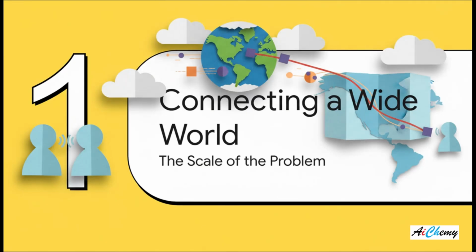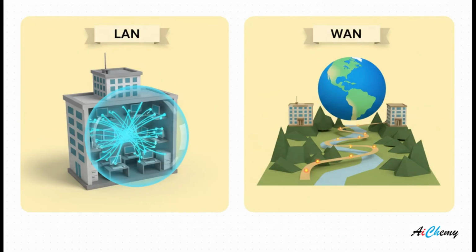Okay, first things first, let's set the stage. To really get the solution, you have to appreciate the scale of the problem. And that means understanding the difference between talking to someone in the same room versus talking to someone across the entire country. On one hand, you've got your local area network, your LAN. This is what connects the computers in your office or your house.